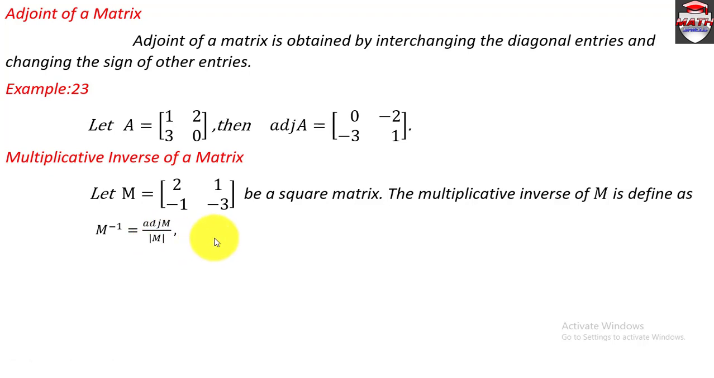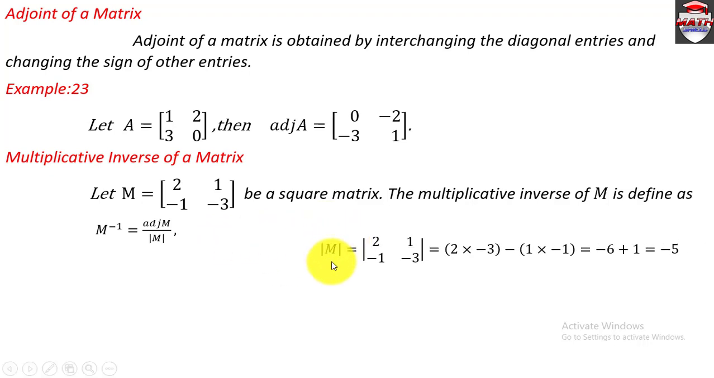First we find the determinant of matrix M, which is the determinant of the matrix with elements 2, 1, negative 1 and negative 3. That is equal to the first entry, the product of the principal diagonal elements, 2 times negative 3, minus the second entry, the product of the other elements, 1 times negative 1, which is equal to negative 5. The adjoint of matrix M is equal to the matrix having elements negative 3, negative 1, 1 and 2.